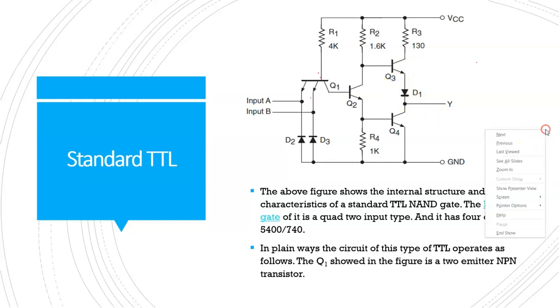When both the inputs are high, what happens in this circuit? When the input is high, the emitter base junction is reverse bias and the collector base junction is forward bias. So in this multi-emitter transistor, where emitter base junction is reverse bias and collector base junction is forward bias, in this particular situation, the emitter behaves as a collector and the collector behaves as an emitter.